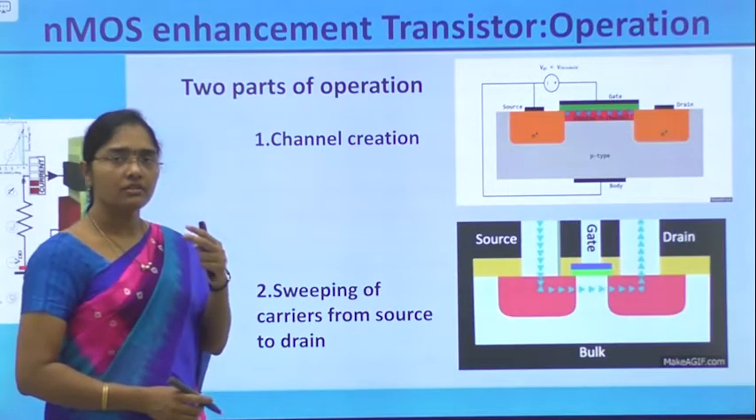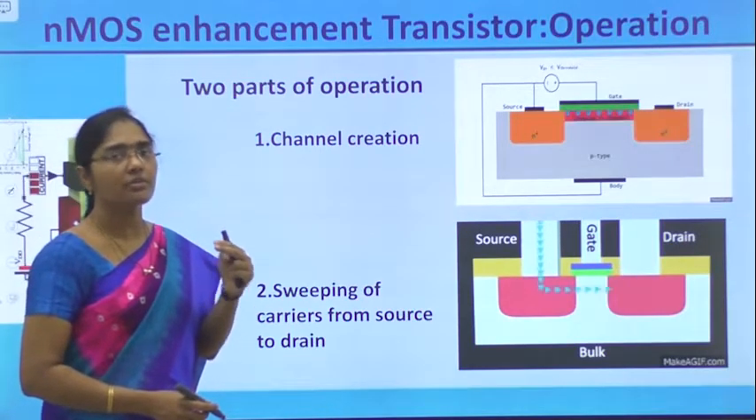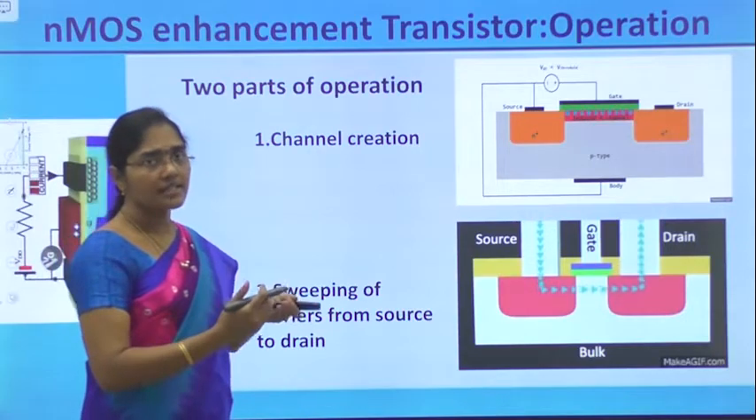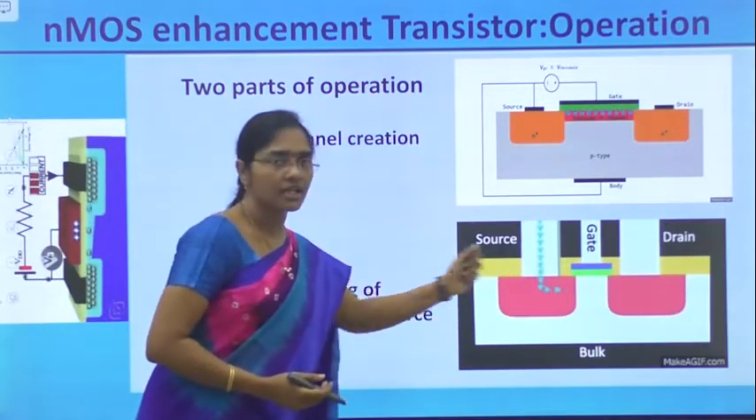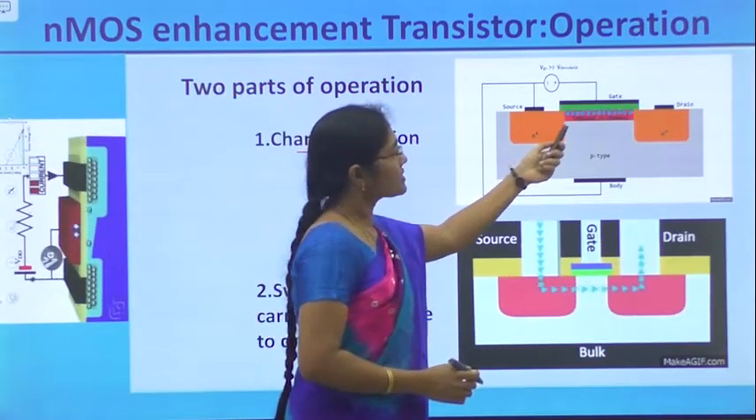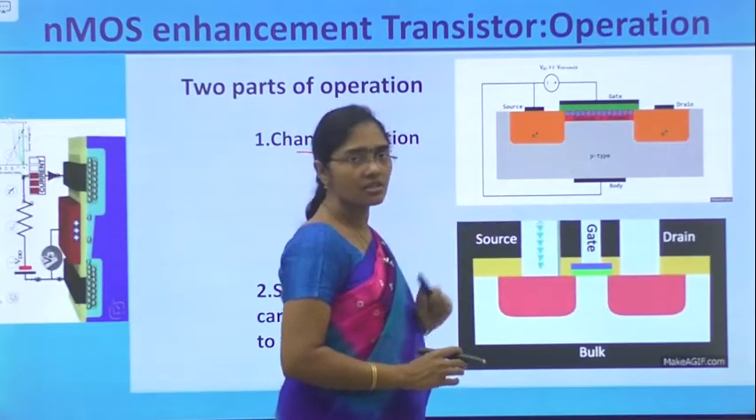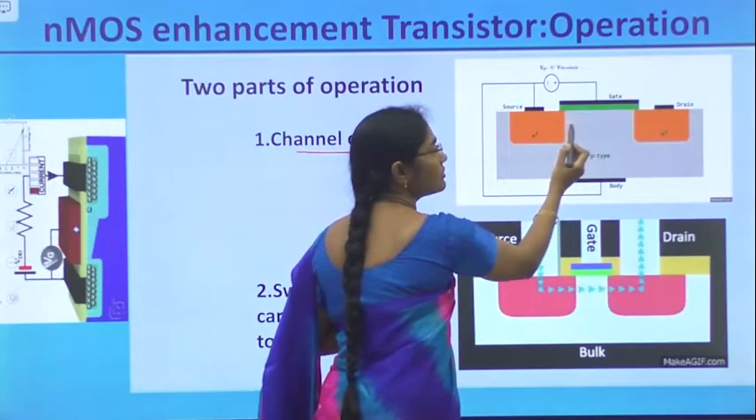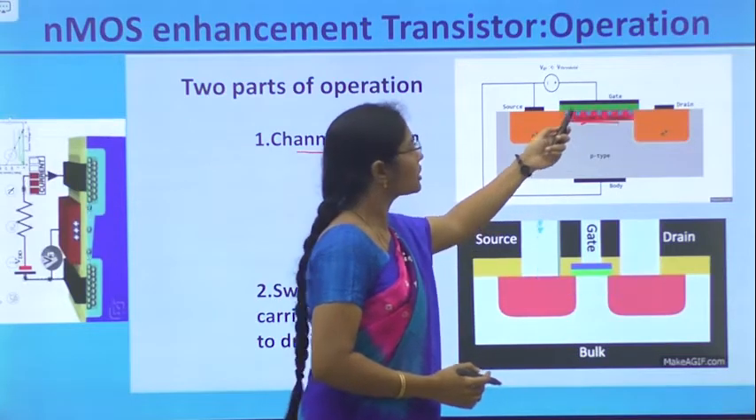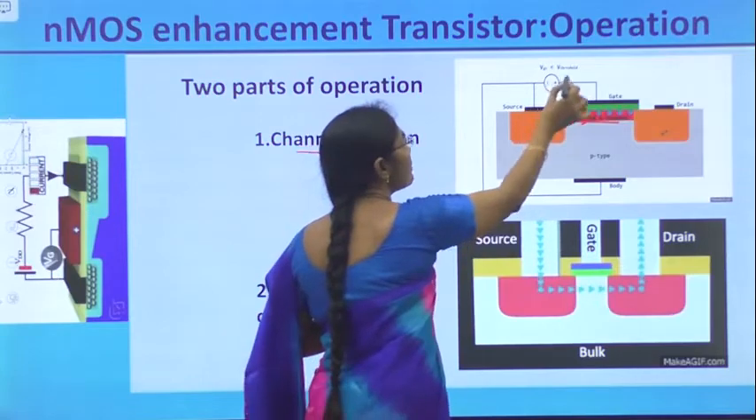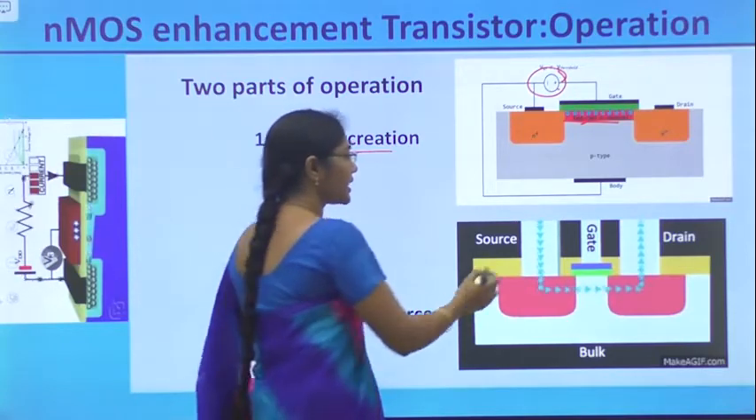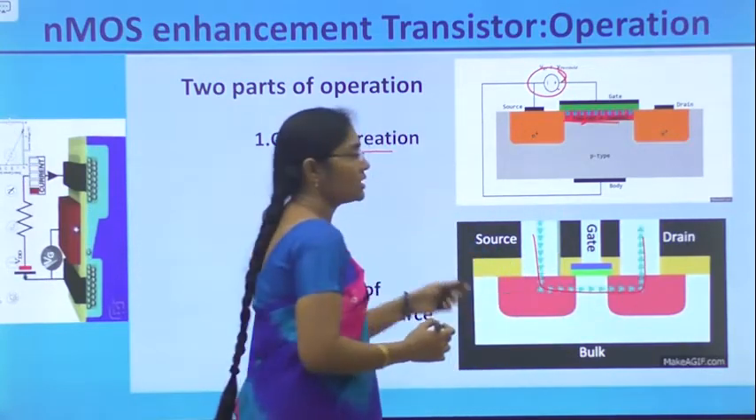Two parts of the operation: channel creation and sweeping of the carriers. From these two figures, we can understand how the channel is created and from which point the carriers are moving. In the first one, the channel creation part, initially there is no connection and then a connection is established. That means the channel is induced based on the voltage VGS. In this figure only VGS is applied, and in the next one both VGS and VDS are required. Then the carriers will move from source to destination in this direction.